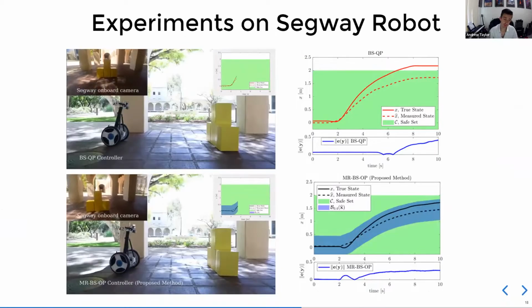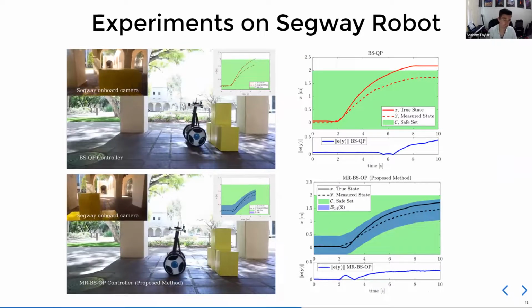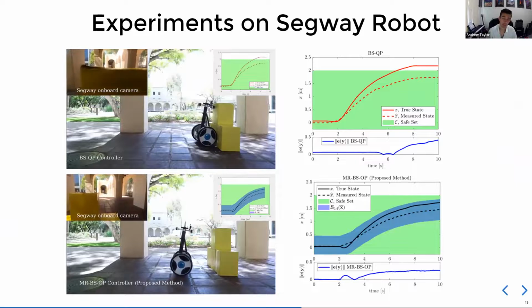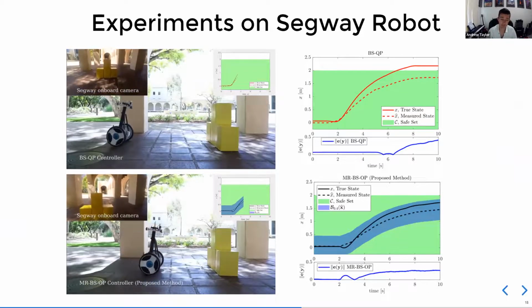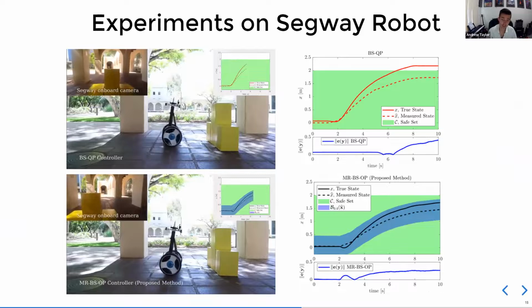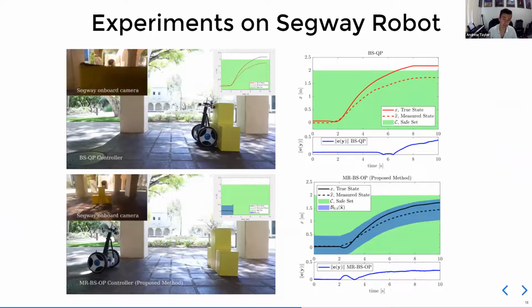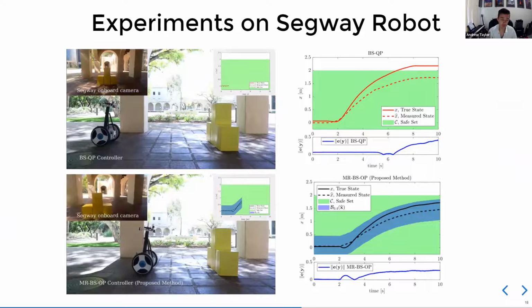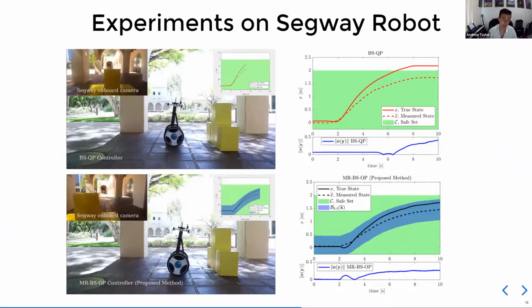Measurement robust control barrier functions have been realized experimentally on a Segway platform as seen in these videos. In the top video, measurement error in the Segway's camera system leads to a collision with obstacles in the Segway's environment, despite the Segway thinking it is still safe as given by the dashed red line in the plot on the upper right. In the bottom video, an MR-CBF-based controller forces the Segway to stop before colliding with the boxes, even in the presence of measurement error.